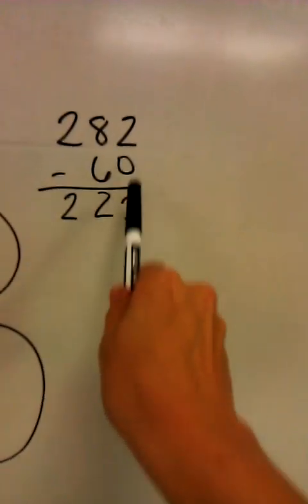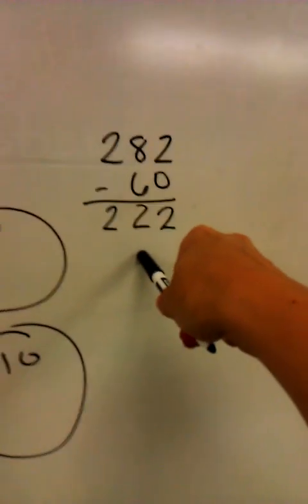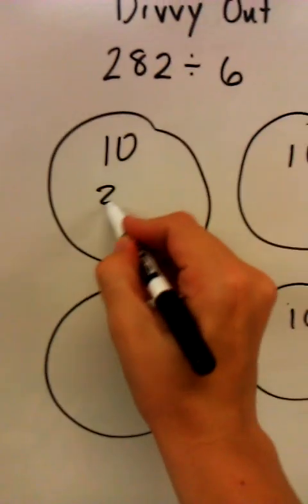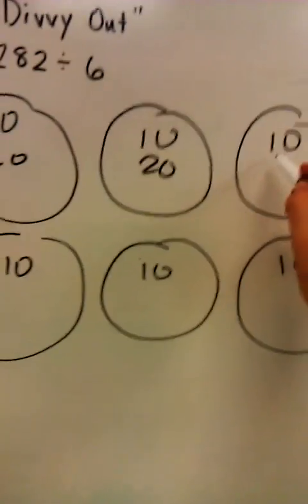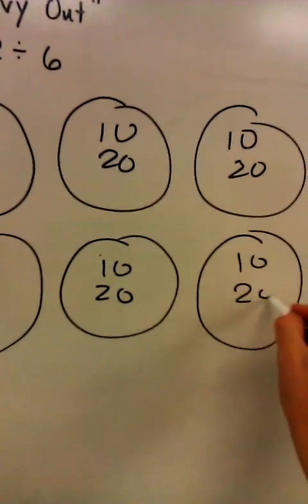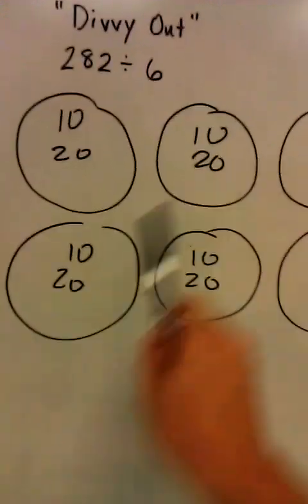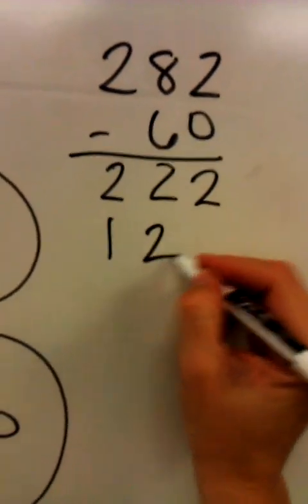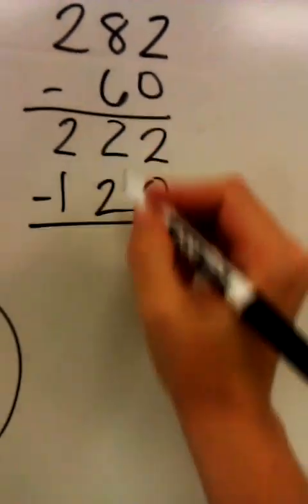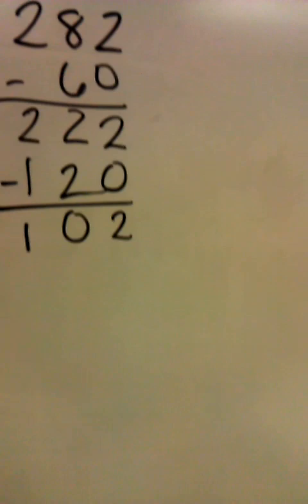The fact that 60 left me with so much left, I know that I want to pass out larger chunks this time. So I'm going to try 20. 20, 20, 20 in each group. So now I have 20, 40, 60, 80, 100, 120. Go back over to my problem and subtract out the 120 that I just divvied out. That leaves me with 102.